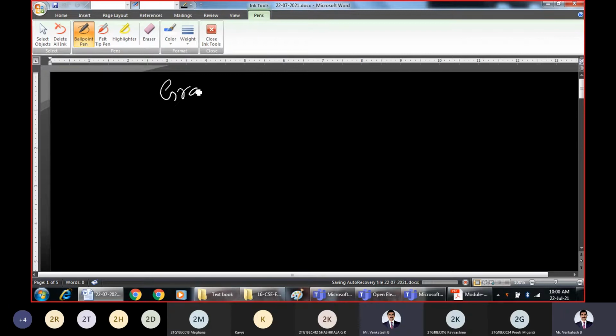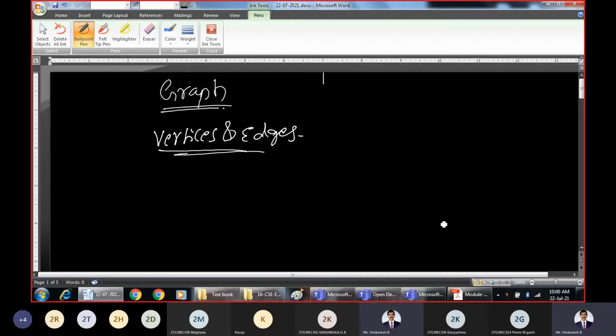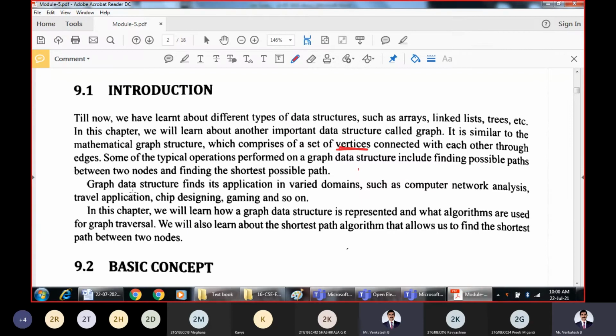Right, the graph data structure. It is nothing but the collection of vertices and the edges, and it has fundamental applications like computer network analysis, travel applications, chip designing, and gaming, and so on. For example, in network analysis, to find the shortest route from the source node to the destination node, we make use of the graph data structure.